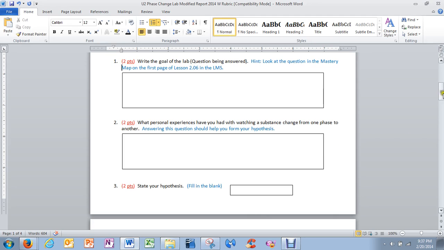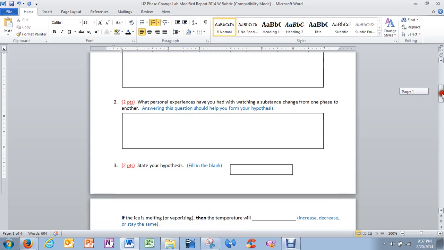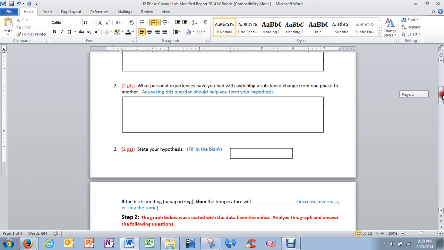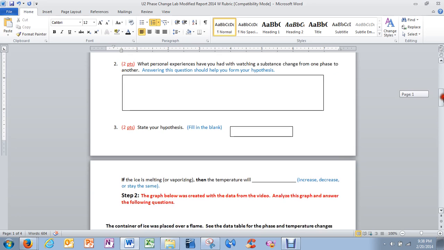It doesn't have to be detailed, and I'm going to be a little bit easier on this particular question because this lab's a little bit more difficult. We're asking how temperature and phase change are related, and a lot of times we just watch the phase change. We don't really take the temperature, so I'm not going to hold you to that in this particular question. But I do want an experience where you've been able to at least see a phase change.